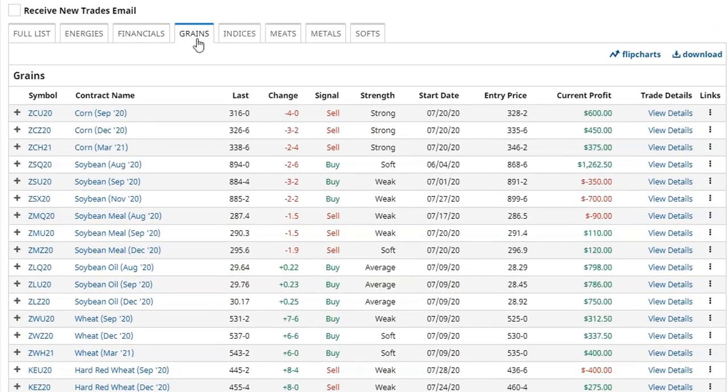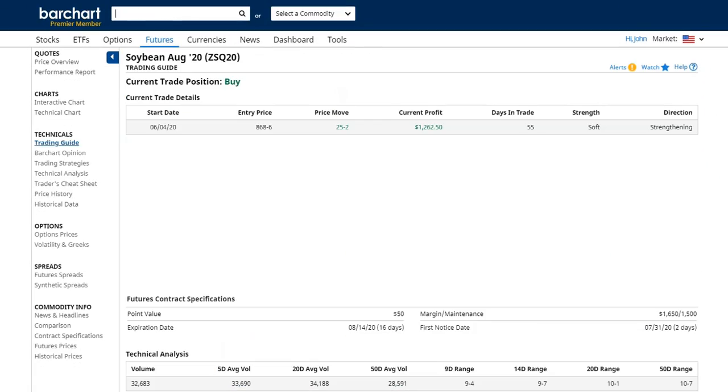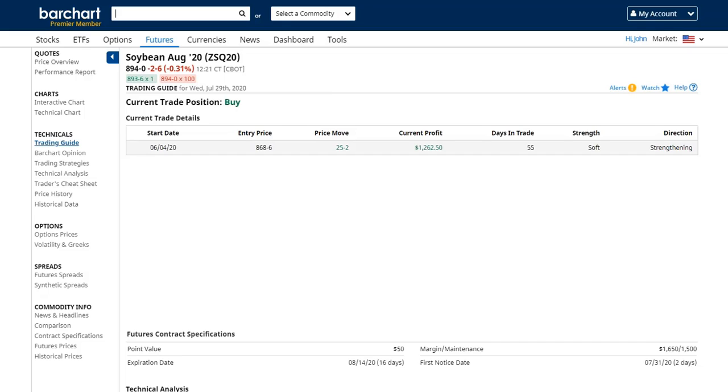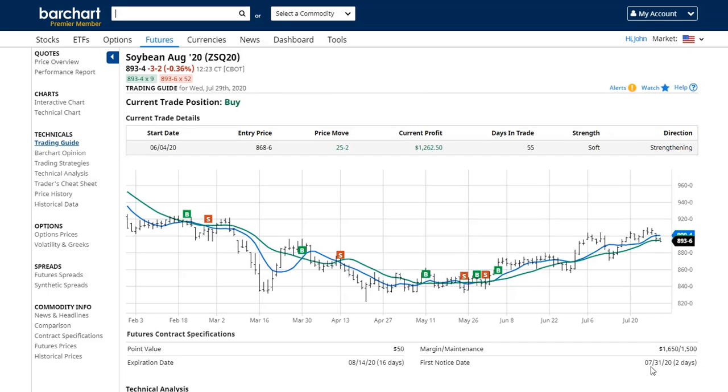All right, so here we are in the grain market. What I want you guys to see here is, for instance, in soybeans, our current front month is the August contract. And you can see that it was a buy signal, entered around June 4th, and currently that position is up $1,262. Now my strength is kind of soft. But let's look at the details on this trade, and we can see, like we saw in the gold example, that our first notice day is this Friday as well.